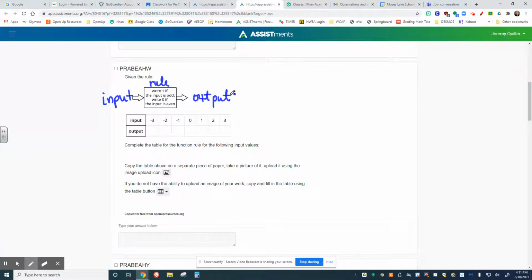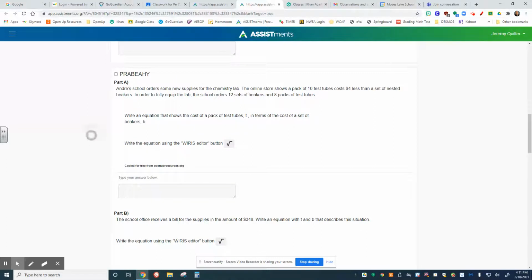And so our input and output, let's see here. It says write 1 if the input is odd, write 0 if the input is even. So when we're talking about the evens and the odds, that's what we need to look at and write. Again, you have a couple of options. You can put this on a separate piece of paper, or you can click right there and fill out the table that's given.